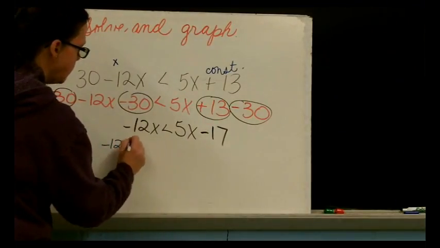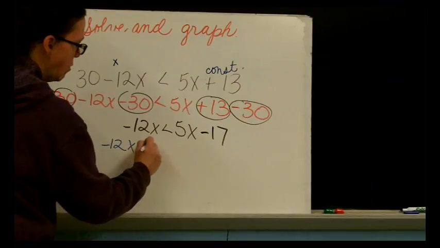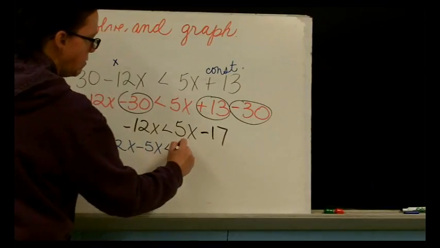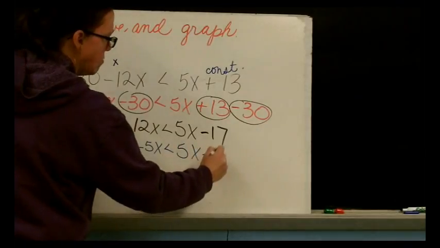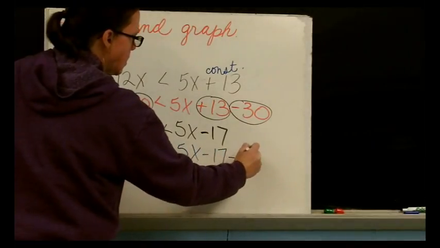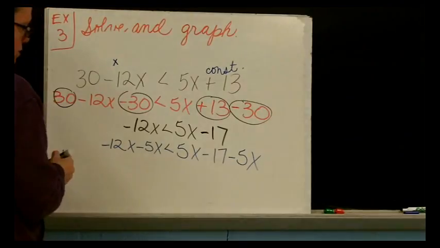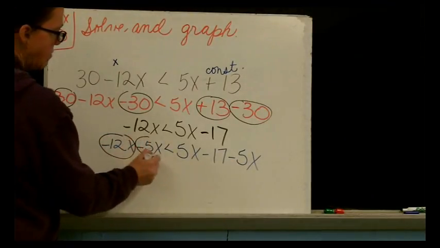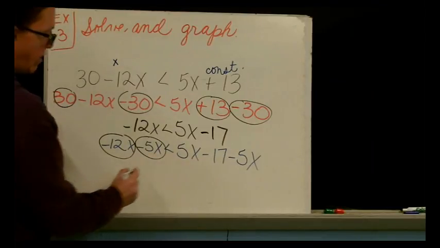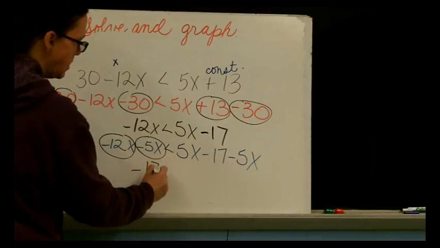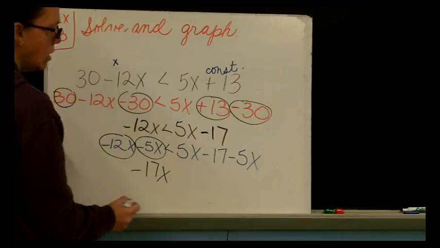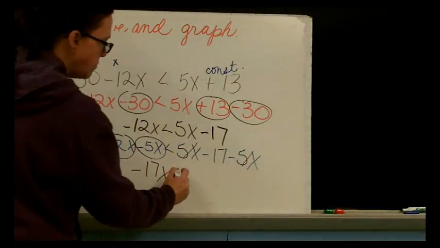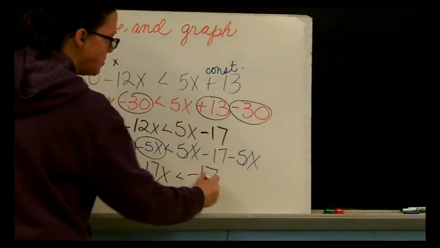So we have negative 12x and now a negative 5x. We keep that less than 5x minus 17 minus 5x. We'll combine our like terms. We have a negative 12x and a negative 5x, which make a negative 17x. Here, we canceled out our variable term, and we're left with just a negative 17.